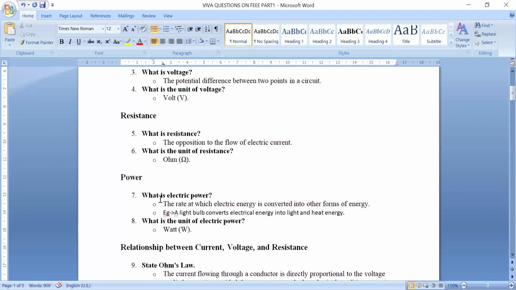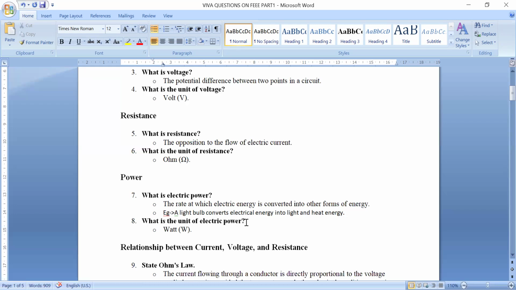So what is power? The rate at which electric energy is converted into other form of energy. So at which rate the electric energy is converted into another form of energy, that is called as electric power. For example, consider a light bulb which converts electrical energy. When we give a voltage, it produces light. So the light bulb converts electrical energy into light and heat energy. So one form of energy is converted into another form of energy, and at which rate it is converted is called as electric power.